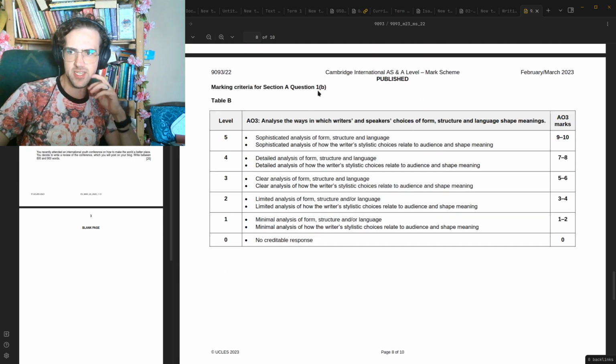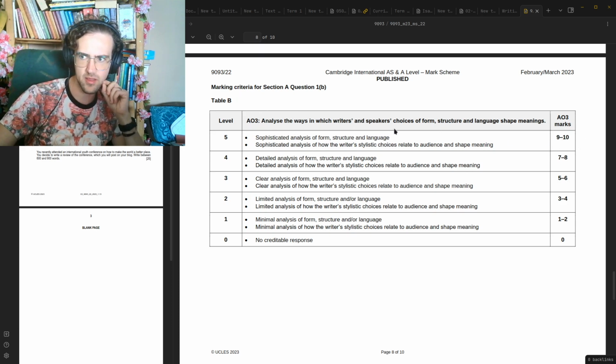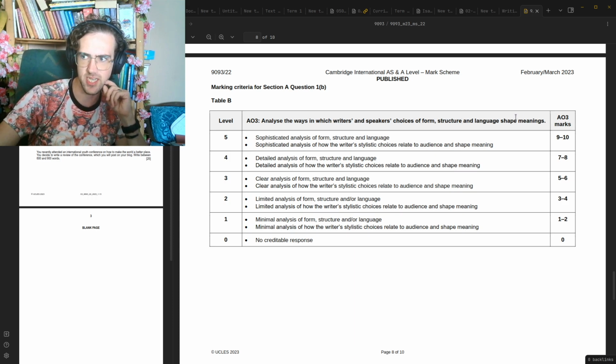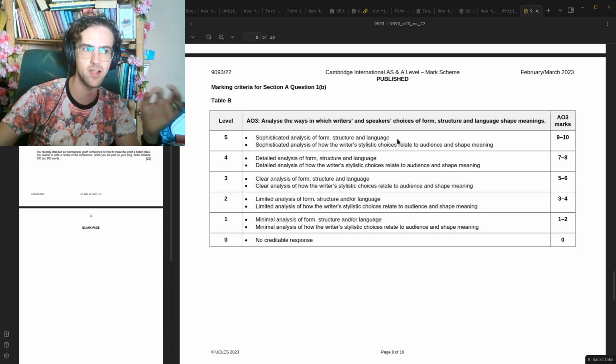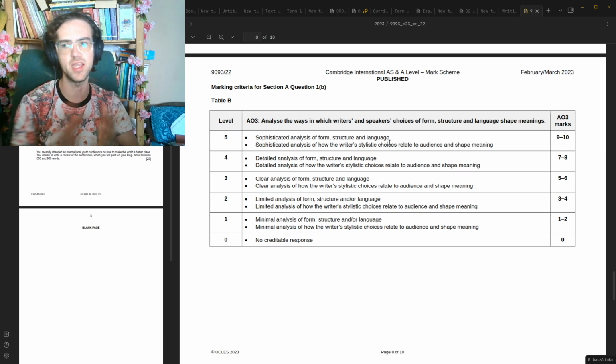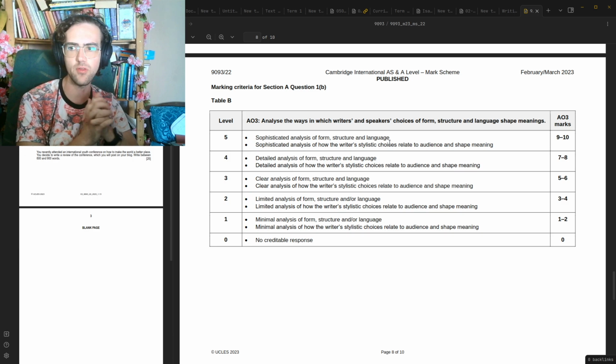So our question 1B is only looking at AO3, and this is for 10 marks. So again, we're looking at the speaker's choices of form, structure, and language, and how they shape the meaning. So we're looking at an analysis of form, structure, and language. You see, even though the question does not mention structure, form, and language, this is what it's asking about. Okay, and we're looking at an analysis, keyword, of how the writer's stylistic choices relate to audience and shape meaning. Okay.